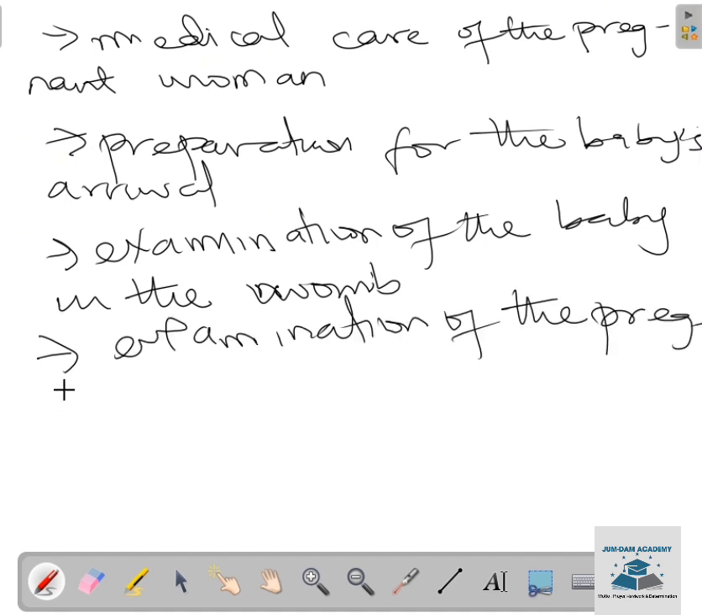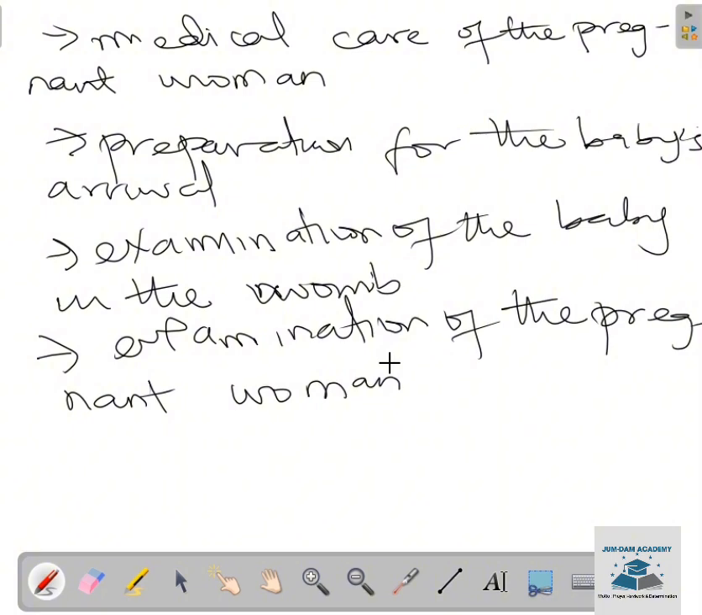This is another important aspect of antenatal care. When the baby is in good condition, the mother that is giving birth to the baby also has to be in good condition. So the doctor has to check if the mother of the baby is medically okay, if she can give birth to the baby or not, if there is going to be no complications while the mother is giving birth to the baby.